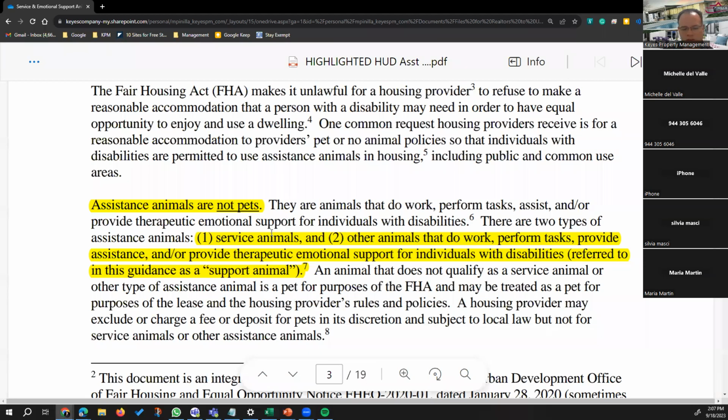You want to make sure that you understand that this is really a tool. A service animal and an emotional support animal are the equivalent of, let's say, a wheelchair or crutches or a special bed designed to move the person upwards or downwards. It's a tool. It's no longer a pet, okay? And there's two distinctions. One is a service animal, and another one is referred to as a therapeutic emotional support animal for individuals. In this case, they call it a support animal, okay? So two different ones, support animal and service animal.